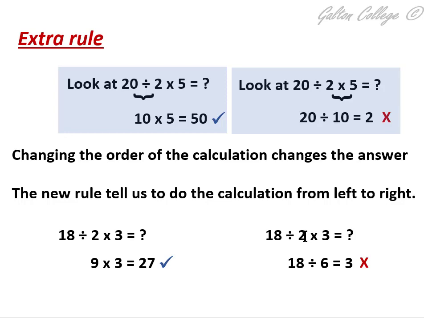18 divided by 2 times 3. Well, 18 divided by 2 times 3 is 6. 18 divided by 6 is 3. That's wrong. We worked the wrong way. We worked from the right to the left. And that way is not what we're told to do. We're told to move left to right. So we start with 18. 18 divided by 2 is 9. 9 threes, 27. 27 is the answer here.